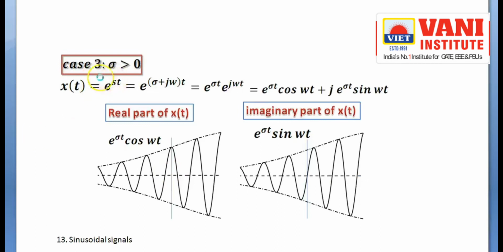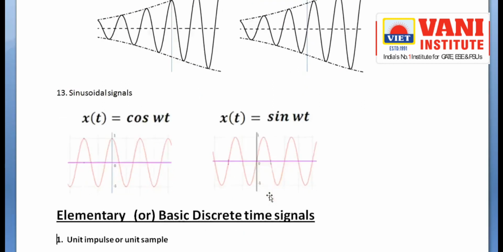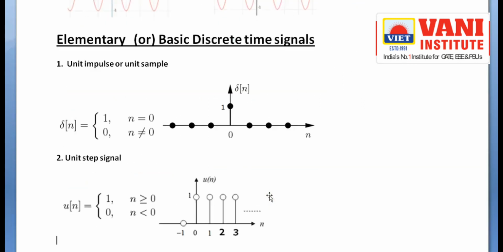Next one is sigma greater than 0. Once again e power st, sigma is greater than 0. Here sigma is positive, so it's a growing exponential. This is the real part of it, this is the imaginary part of it. It's growing with respect to time. It's like cosine and sine, but growing with respect to time. Next one is sinusoidal signals. This is the diagram of cos and this is the diagram of sine. That's about continuous time signals.